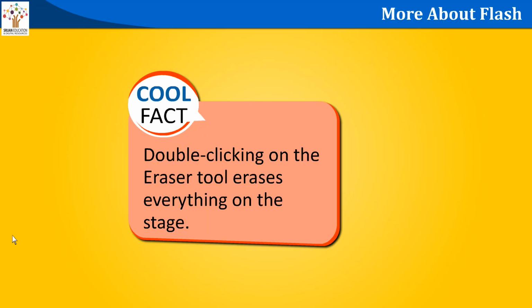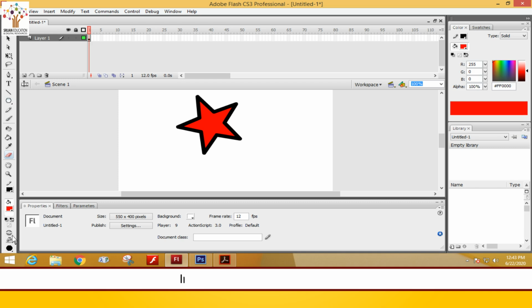Cool fact: double-clicking on the Eraser tool erases everything on the stage. In the View section of the toolbox, we have 2 tools which are used to move a document and zoom pictures: the Hand tool and the Zoom tool.